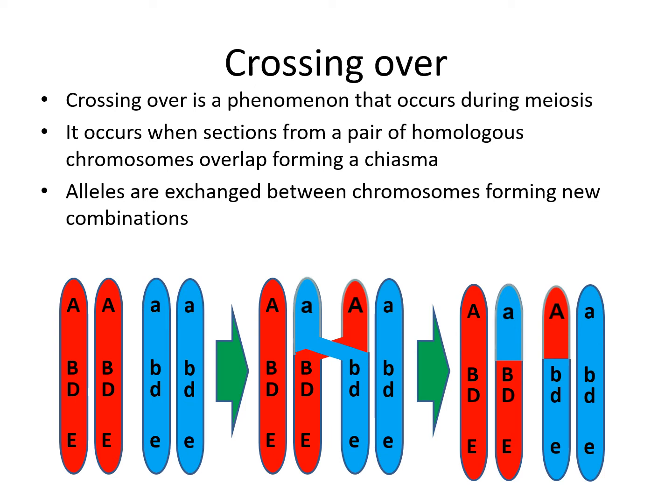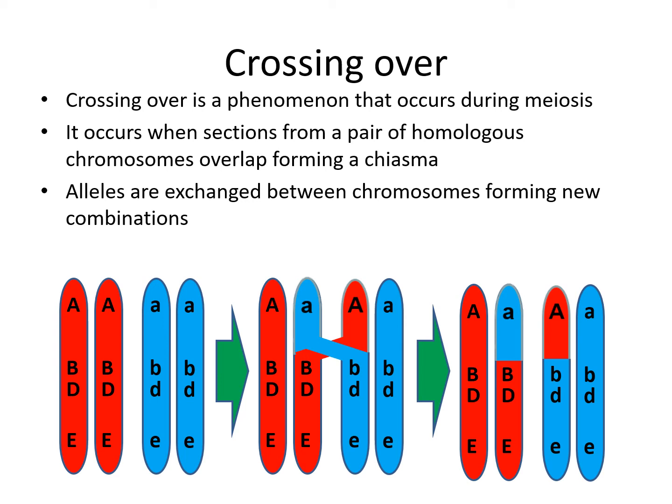But crossing over is a particular phenomenon that happens during the process of meiosis. And what happens is when we have the homologous pairs of chromosomes line up, sometimes by pure random chance, you have an overlap or exchange of genetic material between some of the chromosomes. Now that actual overlapping is called a chiasma.